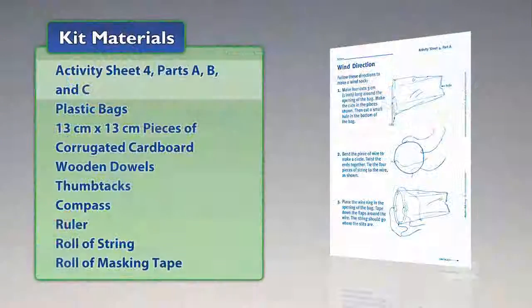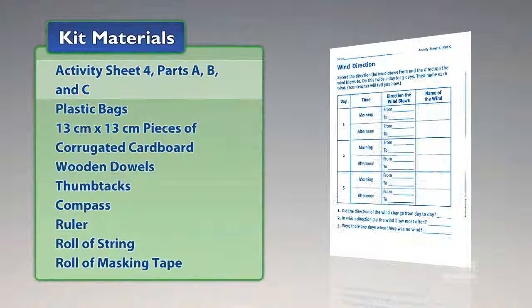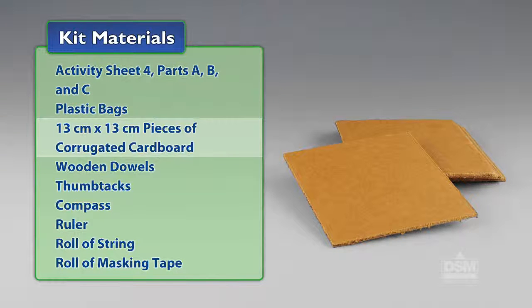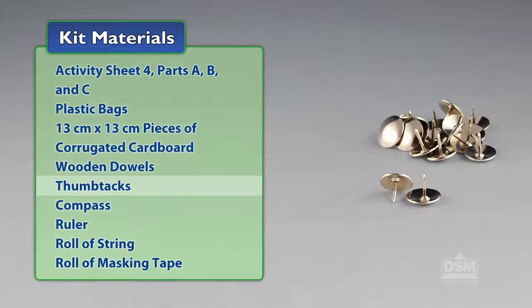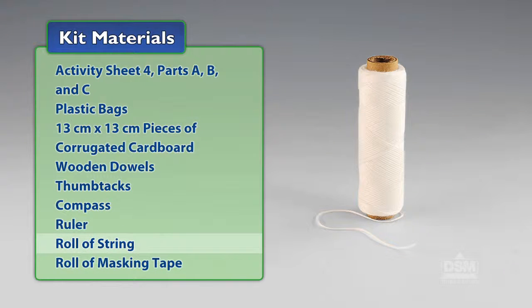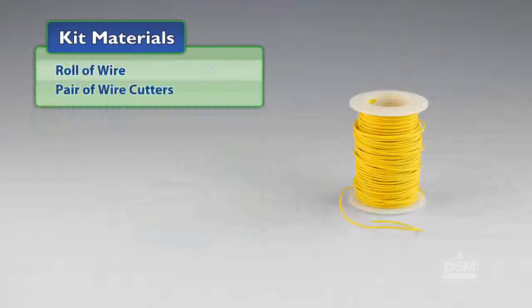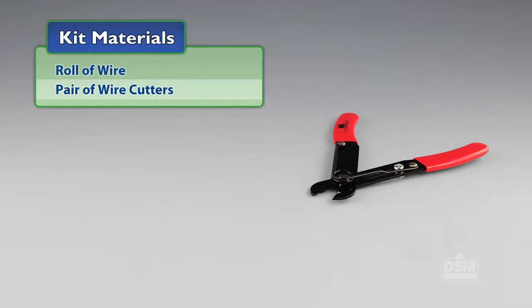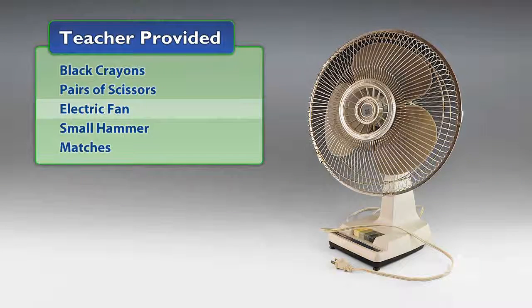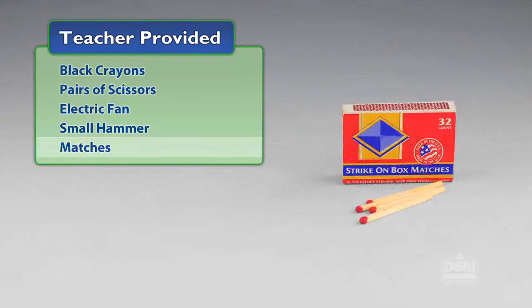You will need the following materials from the kit: Activity Sheet 4, Parts A, B, and C, plastic bags, 13 cm by 13 cm pieces of corrugated cardboard, wooden dowels, thumbtacks, compass, ruler, roll of string, roll of masking tape, roll of wire, and a pair of wire cutters. You will also need to provide black crayons, pairs of scissors, electric fan, small hammer, and matches.